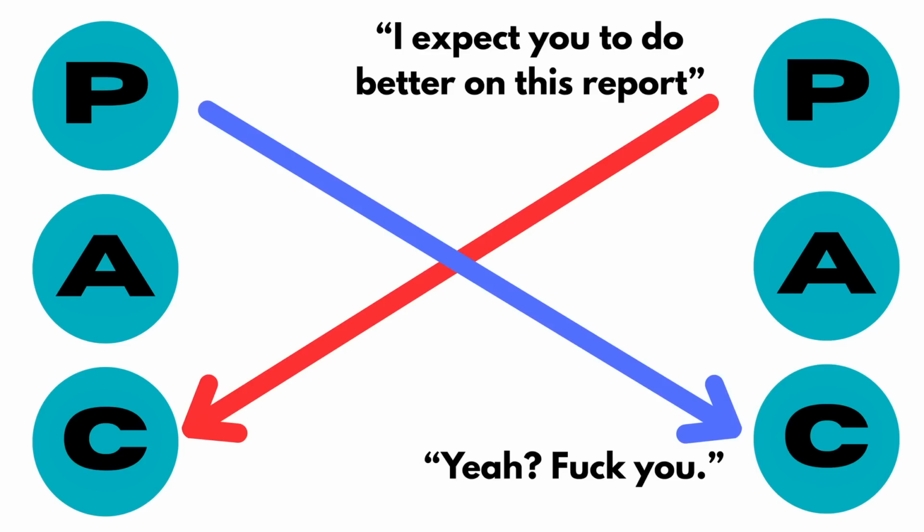But in real life, we often get crossed transactions, where one person's parent ego state will trigger another person's child, and vice versa. Their parent will say back to the other person's child, "Don't you talk to me like that," and so on. Let me give you an example of a cross transaction.